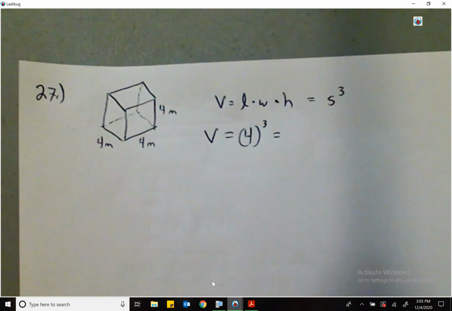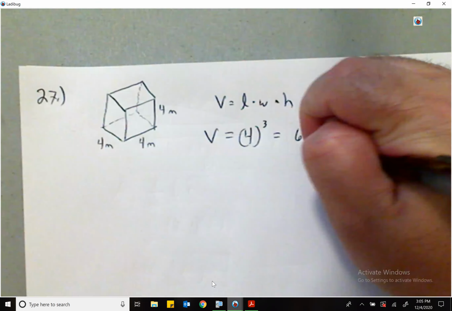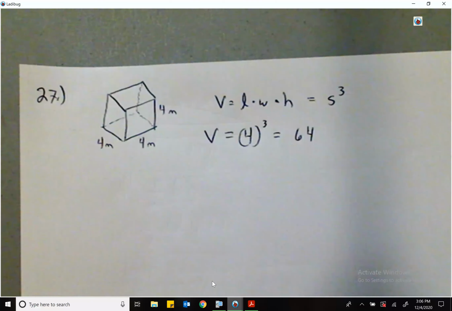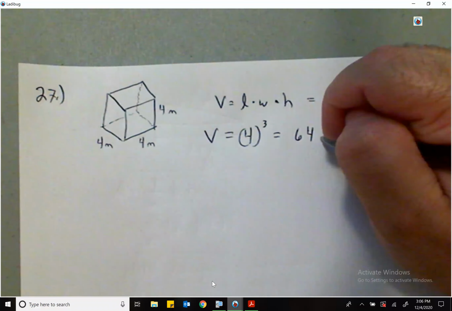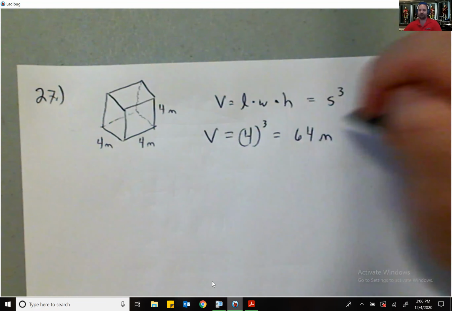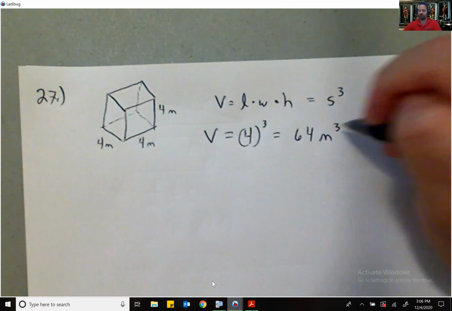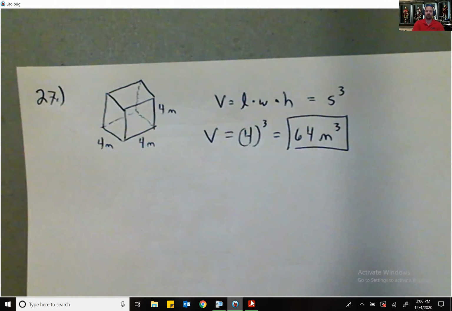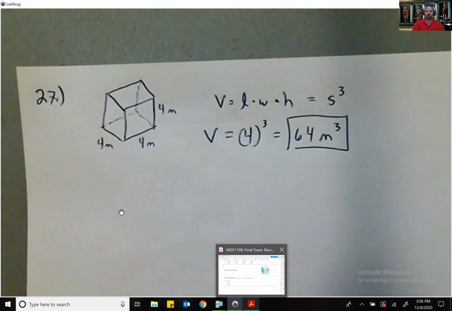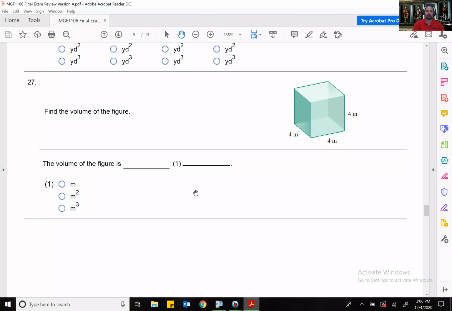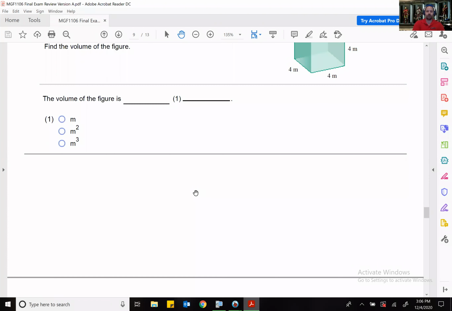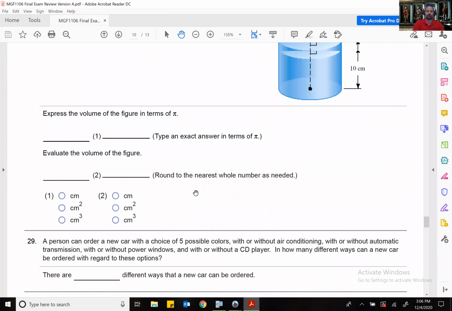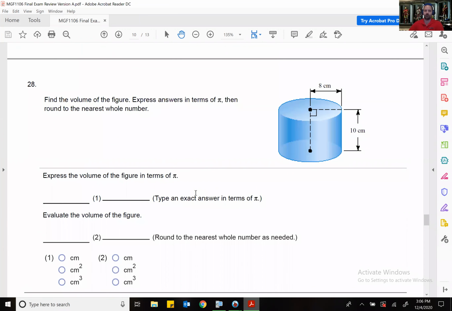All right. Label. Meter squared? No, meter's not meter squared. Cubed, because it's volume. Meters cubed. There you go. That's number 27. So 64, and then you choose meters cubed. And I believe this is the last one. Yep. And then we're going to jump into chapter 11.